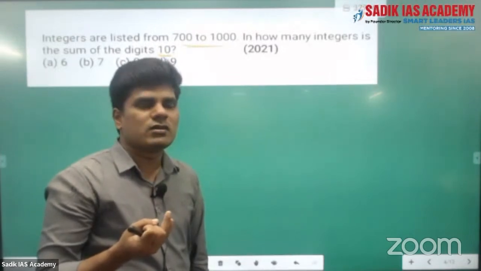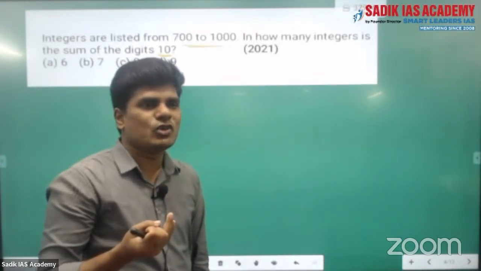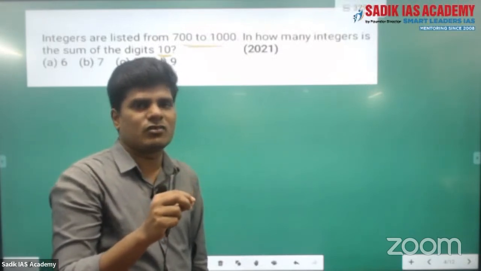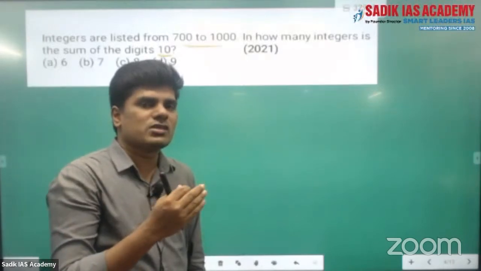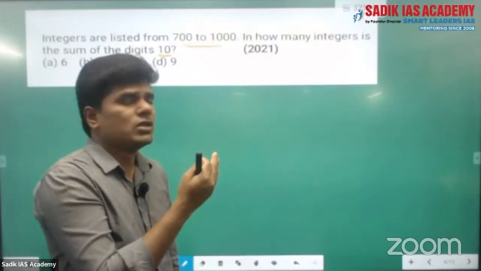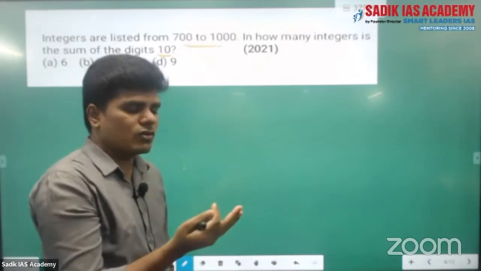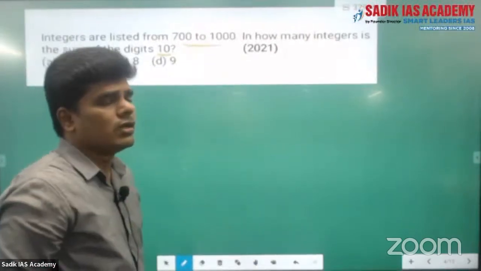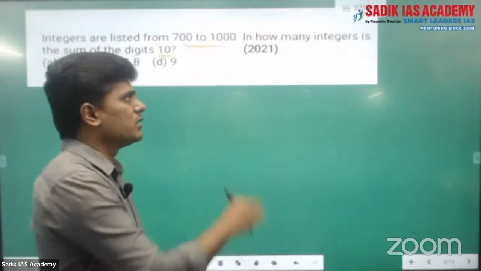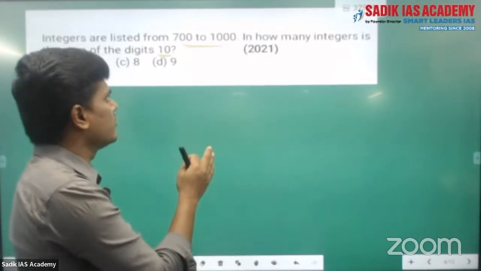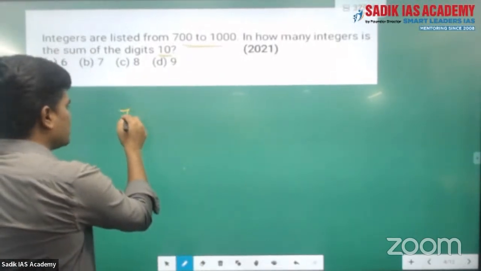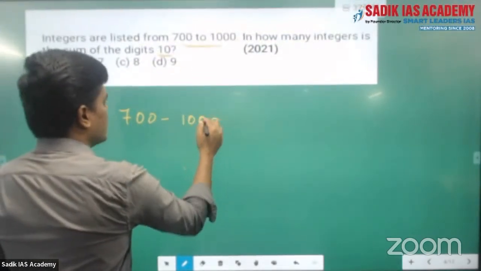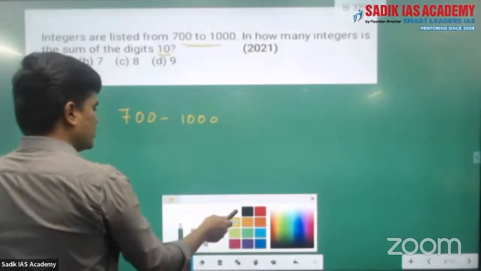People tend to use that word shortcut because we are humans, and the human mind always tends to go towards shortcuts. So I don't use that word. We have the alternate method. But here in this question, there is no formula and no alternate method you can use. Just go according to what the question has given: the numbers from 700 to 1000.